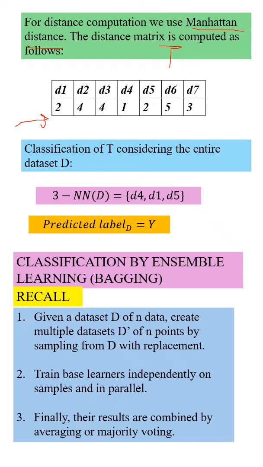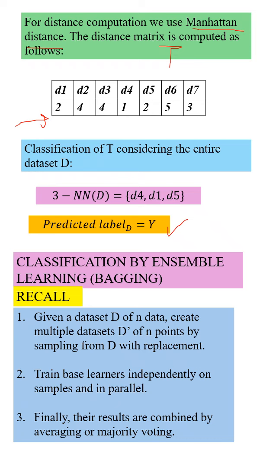So 3NN, 3 nearest neighbors from the whole set D for T, we can identify the data point D4 with distance 1, D1 with distance 2, and also D5 with distance 2. So the predicted label is Y because for D1, D4 and D5, the labels were Y, N and Y. So 2 Ys and 1 N, so we get a Y. So the test point initially had a label no, as we have seen earlier.